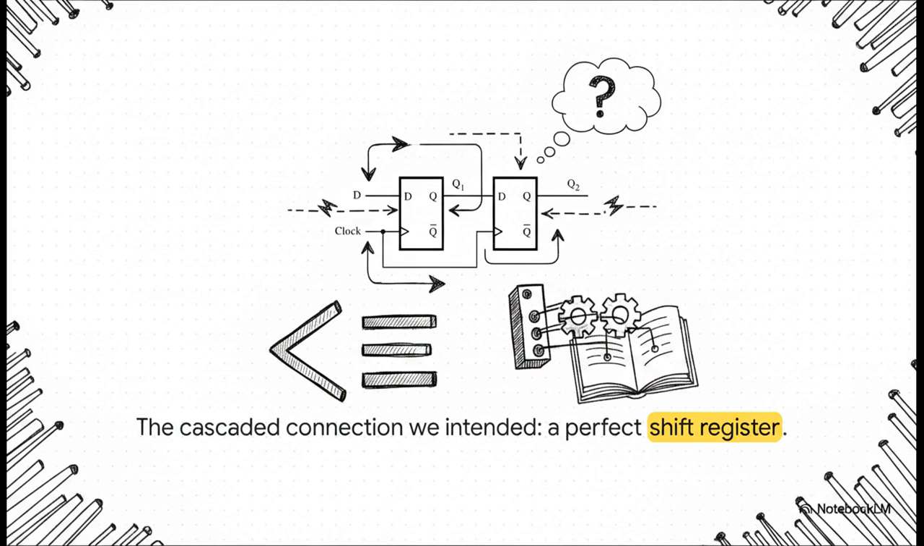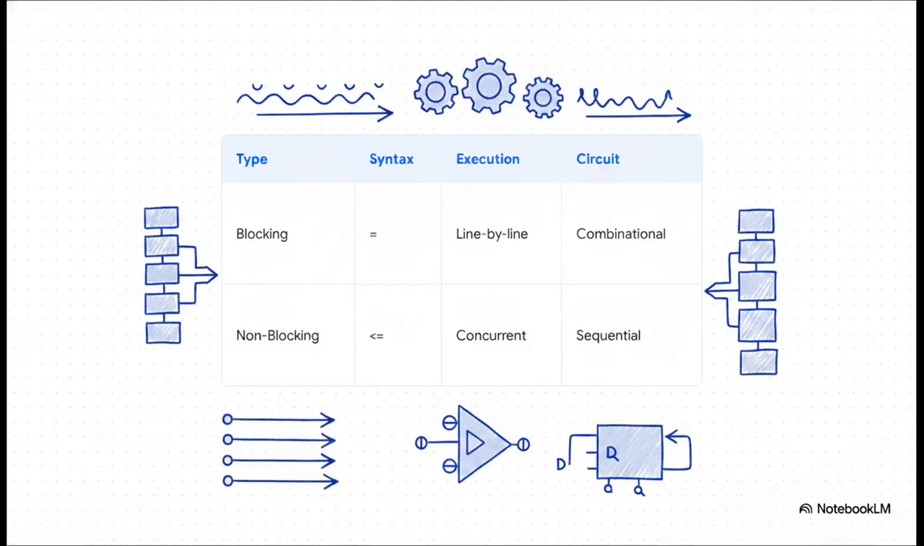Because Q2 looks at the old value of Q1 before Q1 gets overwritten by D, it creates a true chain. The first flip-flop feeds its data directly into the second one, perfectly implementing a shift register. Honestly, if you take away just one thing from this explainer today, absolutely memorize this distinction.